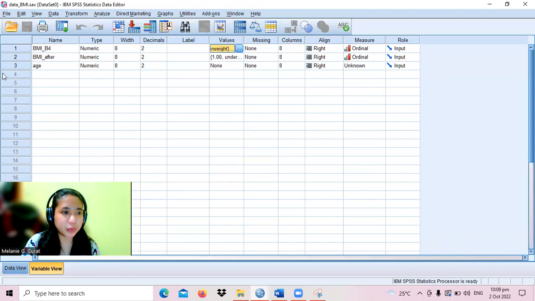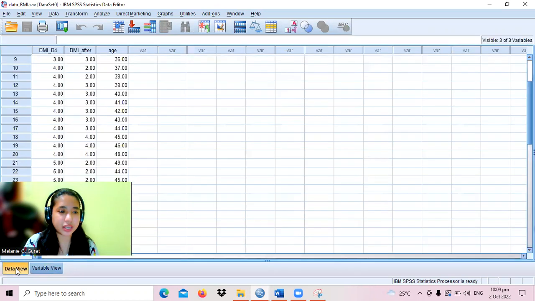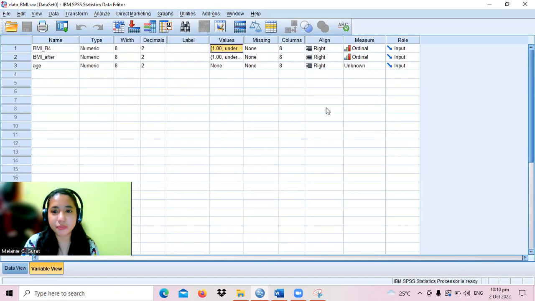Now let us move to the age. We cannot find values for age simply because the age used in the data is the actual age. Actual age is a scale, or it is a ratio.